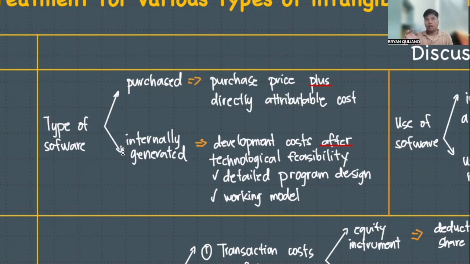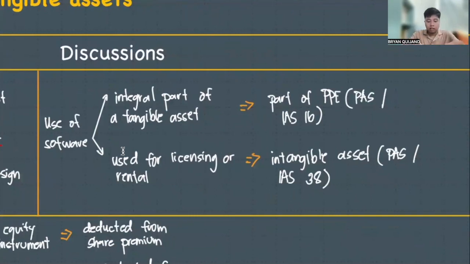When we say that the software is technically feasible, then there should be an existing detailed program design and there should be a working model. Let's say that the software is an integral part of a tangible asset, then the software and the tangible asset will be recorded under PAS 16, the accounting standard for property, plant, and equipment. But if a specific software can be licensed out or rented out to another party, then that's the only time that you will record it under PAS 38 or IAS 38.